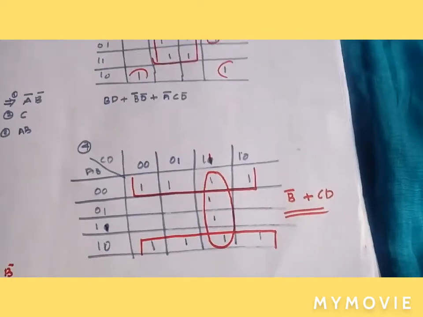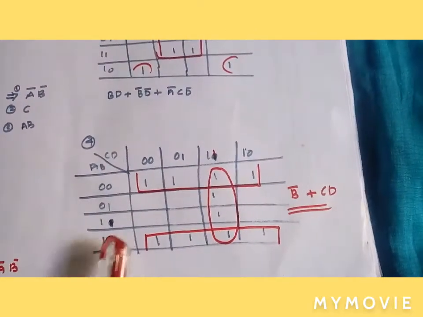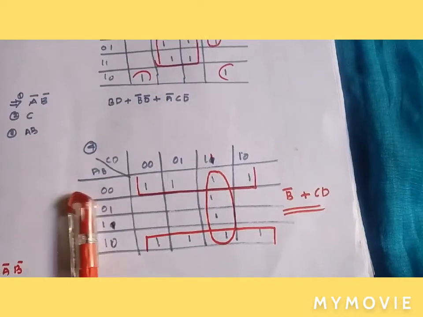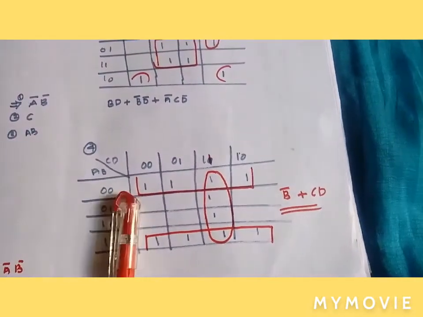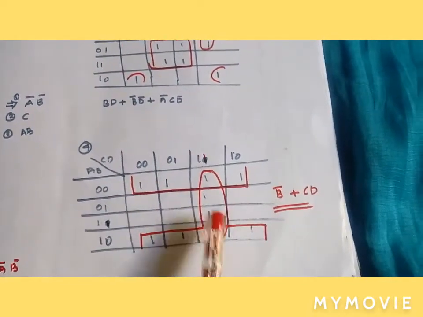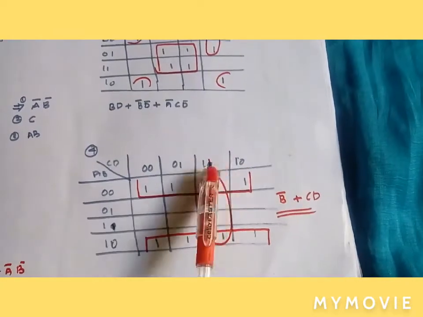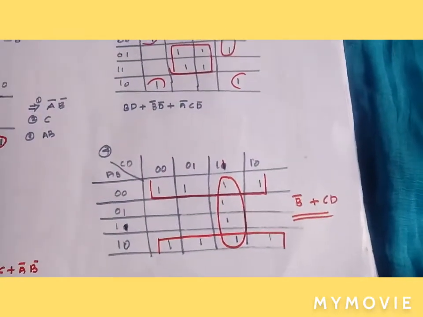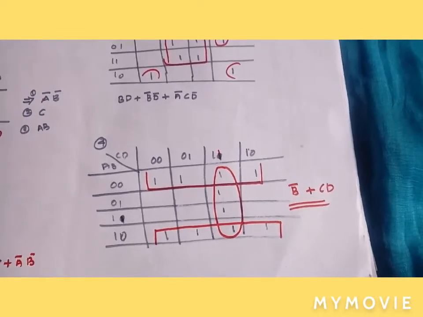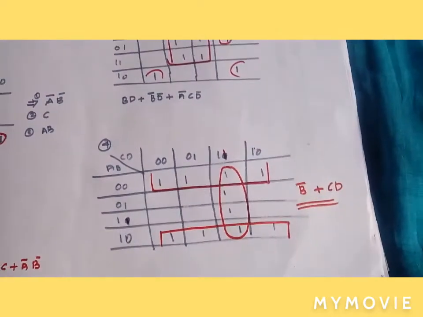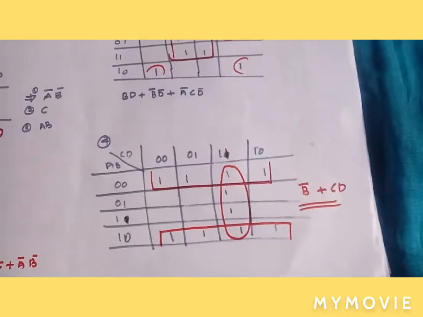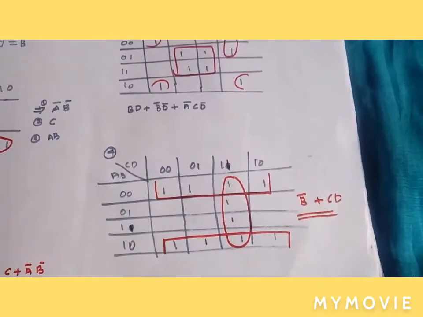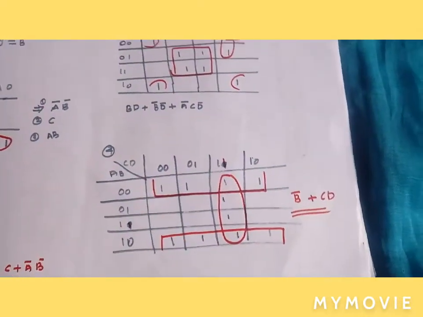So for the octet we know that the only unchangeable or constant variable is B bar. So B bar represents this octet, and here CD is constant. So B bar plus CD is the answer. If we get a larger group, it means a simplified answer. Okay, so we should select the larger group first if it is possible.